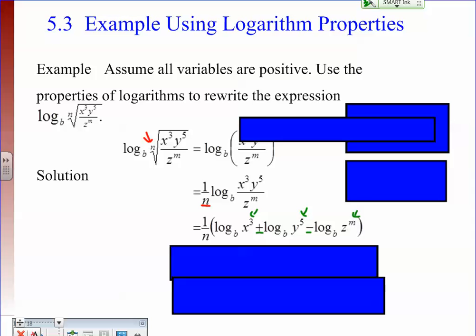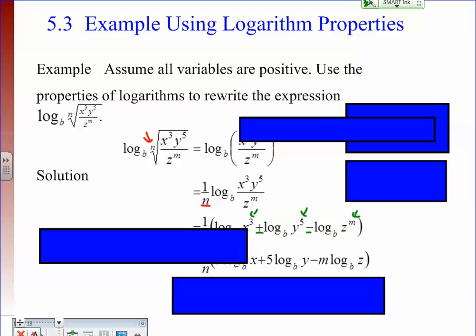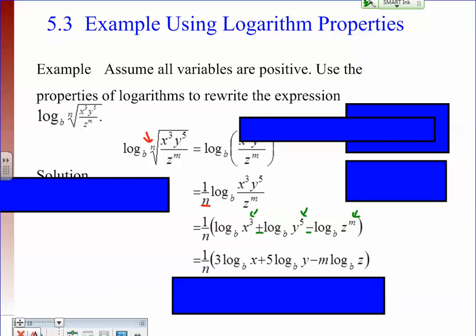So now we can use the power rule again to put those 3's, the 5's, and the m's in front of our logs, and all this is still in parens to the 1/n power. Or multiply by 1/n, I mean. So you put the 3, you put the 5, you put the m in front. Okay, so this would be fine. If you do this on a test or on a quiz, I would accept that answer. That would be perfectly fine.